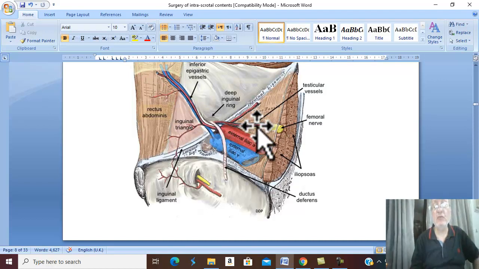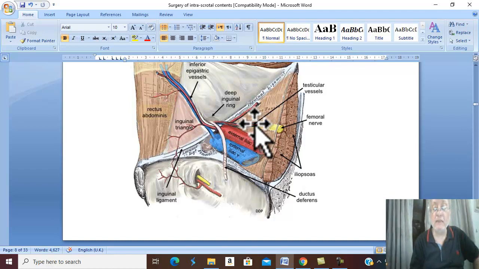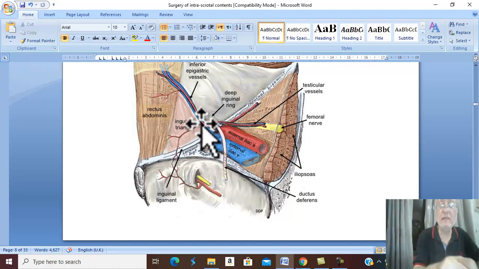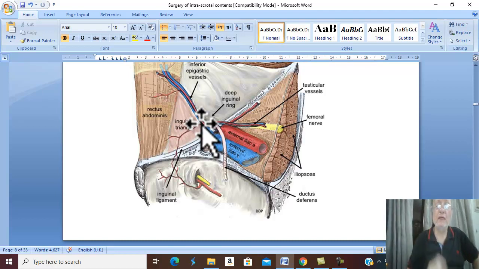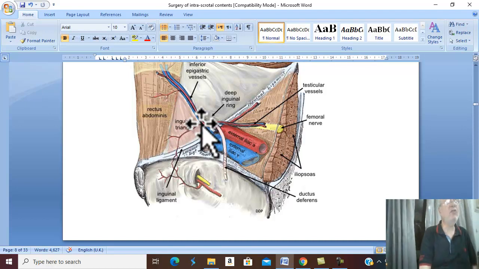If the testicular vessels are short and we can't reach the scrotum with this testis, by microsurgical technique, divide the testicular vessels here. And by microsurgical technique, anastomose the testicular vessels to the inferior epigastric vessels. This will give you length to reach the scrotum with this testis. Or there is a technique called Fowler-Stephens operation.